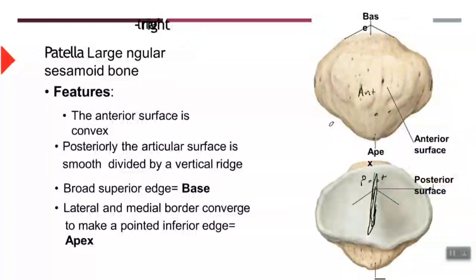Usually the posterior surface, as I told you, articulates with the patellar surface of the femur, making the patellofemoral joint. The quadriceps muscle, the muscle situated in front of the thigh, as the name says, has four heads. The quadriceps muscle attaches to the patella, and after passing through the patella, attaches to the anterior tuberosity of the tibia.